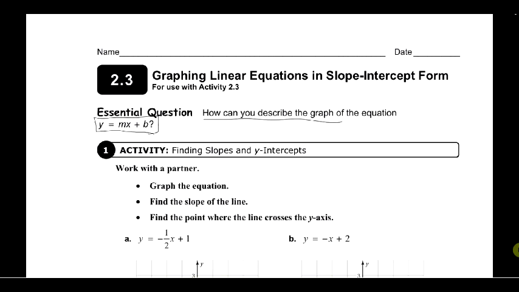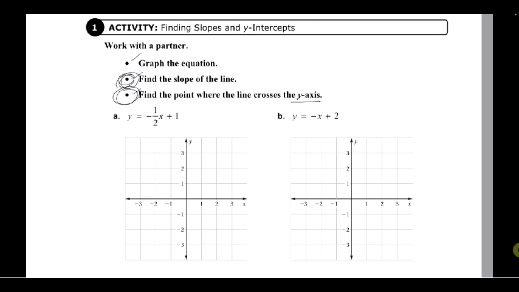Now, with each of these here, we're going to graph the equation, find the slope of the line, check, and then lastly, find the point where the line crosses the y-axis. That's the up and down axis. So these last two things are very important. Finding the slope of the line and finding out exactly where the line crosses the y-axis. Now, let's take a peek at our first equation. I'm keeping these rules in mind.